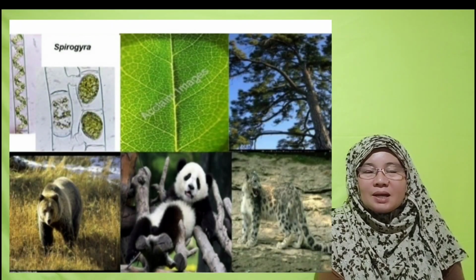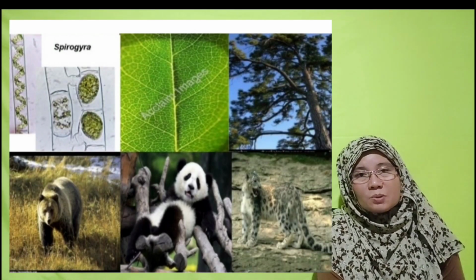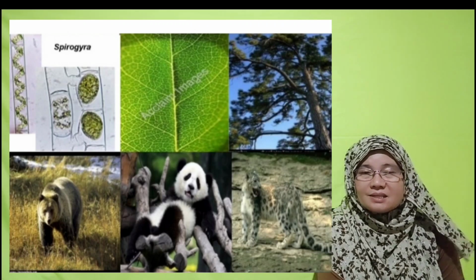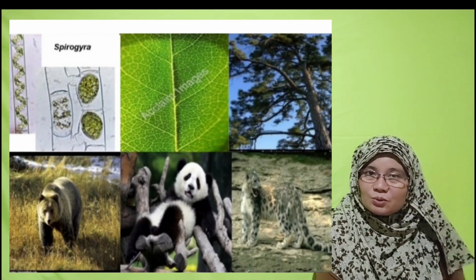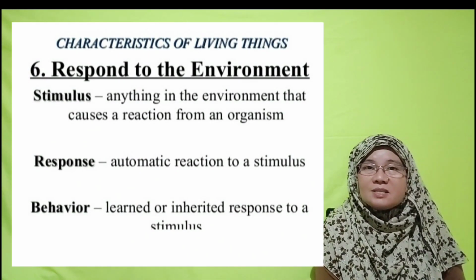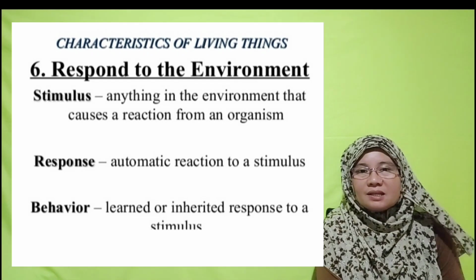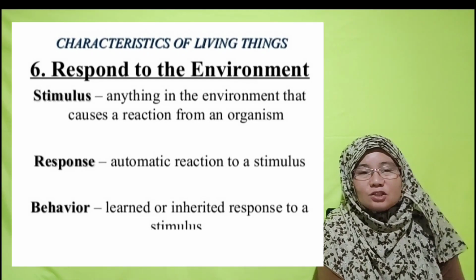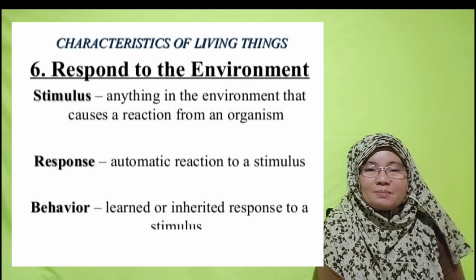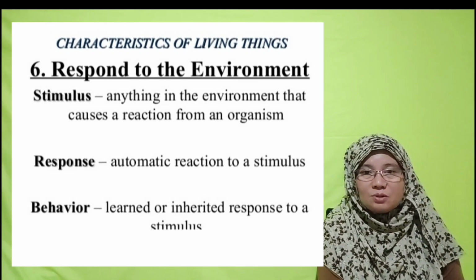The upper part, we have here the plants. They are known as the autotrophs, and the lower part here are examples of heterotrophs. Another characteristic of living things is that they respond to the environment. A stimulus is anything in the environment that causes a reaction from an organism. And a response is an automatic reaction to a stimulus.